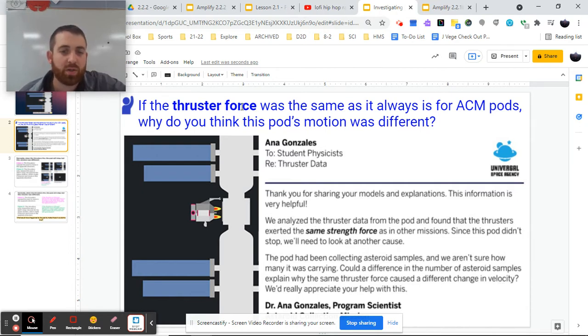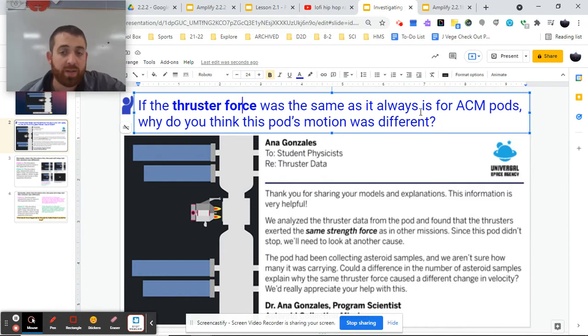If the thruster force was the same, as it always is for any of our pods, why do you think the pod's motion was different? Why did it change from what it normally was? Why did our space team see the space pod moving away when they regained that connection?